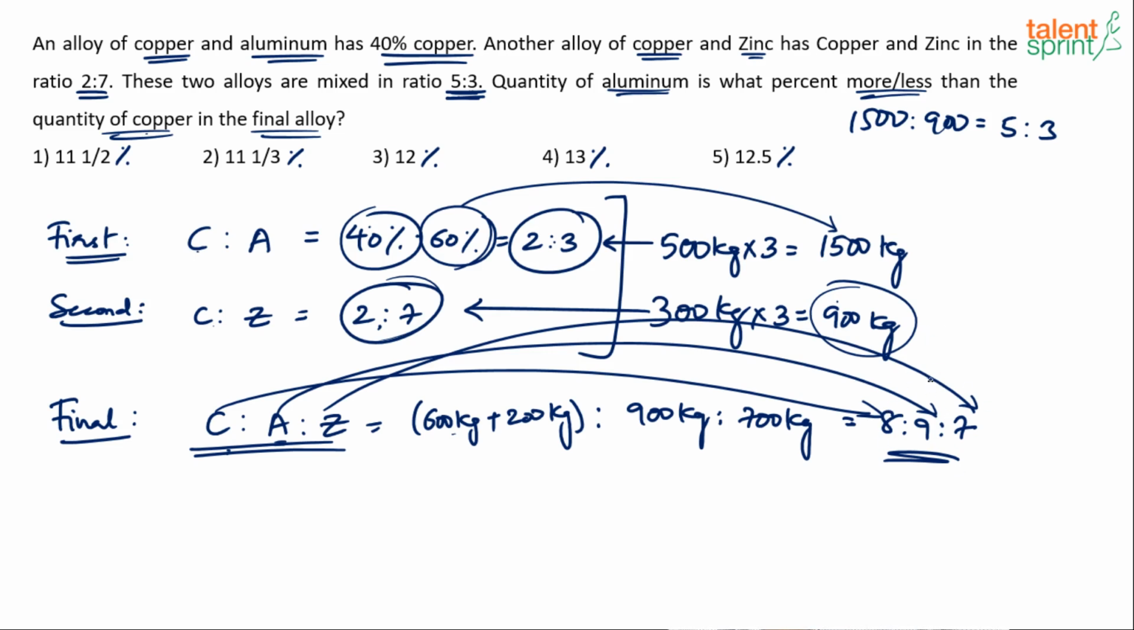That's not required. Total quantity is 2400 kgs. No, don't do all that drama. Just play with ratio. How much is aluminum? 9 parts. What is copper? 8 parts. So aluminum is how many parts more? 1 part more than 8 parts into 100. 12.5 is your answer. 12.5% is your answer.